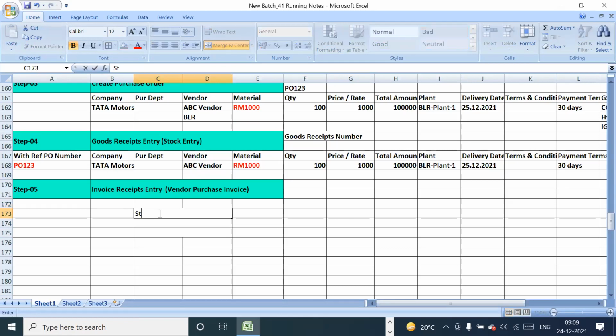In general, what is the accounting entry? Stock account debit to vendor account, or inventory account debit, right? Yes. The general accounting entry is stock account debit or inventory account debit. How much?